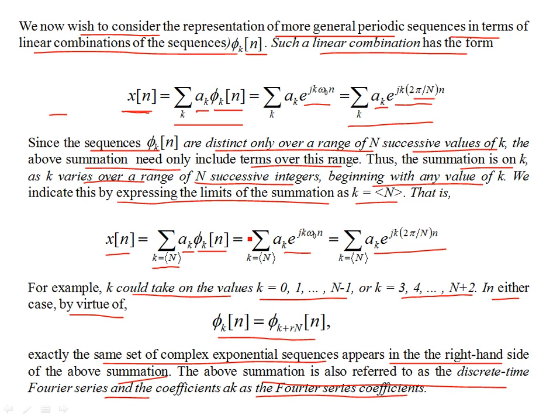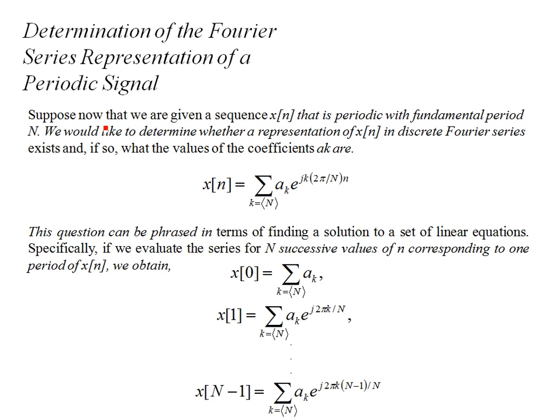Now, a natural question that should come at this point is how to determine these Fourier coefficients. We know the series is finite, so how do we determine this finite number of coefficients? The coefficients are also finite because we are considering only a finite number of harmonics. Suppose we are given the sequence x of n that is periodic with fundamental period capital N. We would like to determine whether the representation of x of n in a discrete Fourier series exists, and if so, what are the values of the coefficients a k?